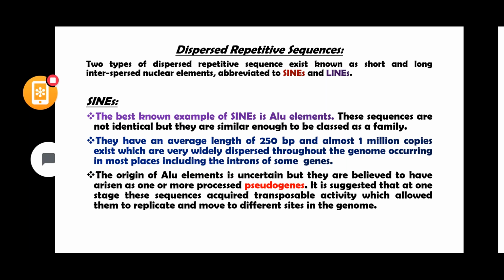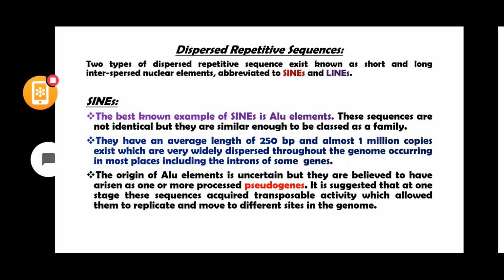Okay, now dispersed repetitive sequences. These dispersed repetitive sequences are usually moderately repetitive sequences. These moderately repetitive sequences are short sequences that are repeated typically 10 to 1000 times in the genome. These sequences are dispersed throughout the genome, as the name suggests, meaning they are distributed throughout, but not present in cluster form.